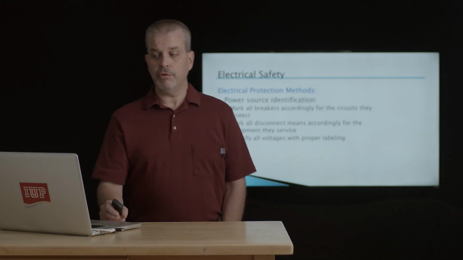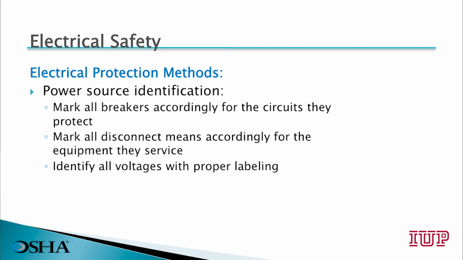Electrical protection methods include source identification. On any job site, we want to make sure that our breakers are labeled accordingly for the circuits that they are protecting. We want to make sure that we mark all disconnect means accordingly for all the equipment that they service. And we want to ensure that we identify all voltages with proper labeling.